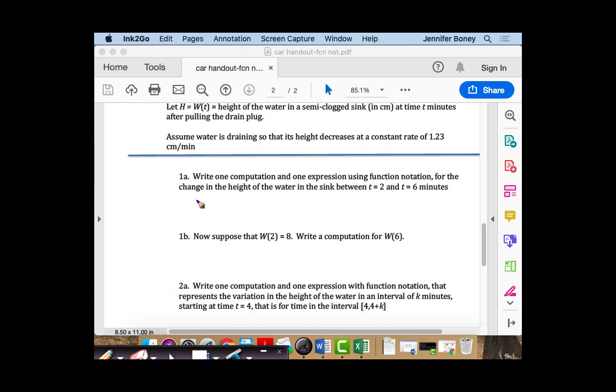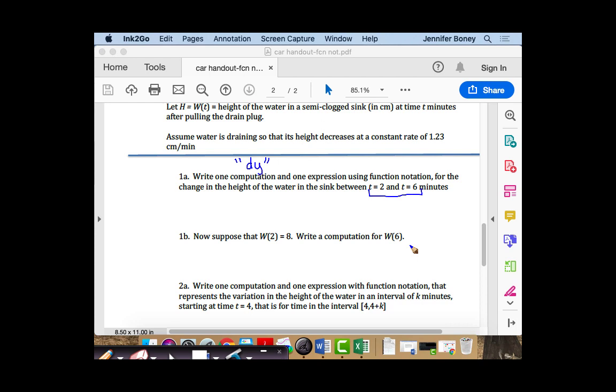And it says computation and expression with function notation, but regardless of how we're writing it, the concept that we're getting at here is that we're trying to express a change in this dependent quantity. So the information that we're given, besides that we call the relationship W, and there's this 1.23, the relationship specific to 1A is something about between t equals 2 and t equals 6 minutes. These are values of the independent quantity.